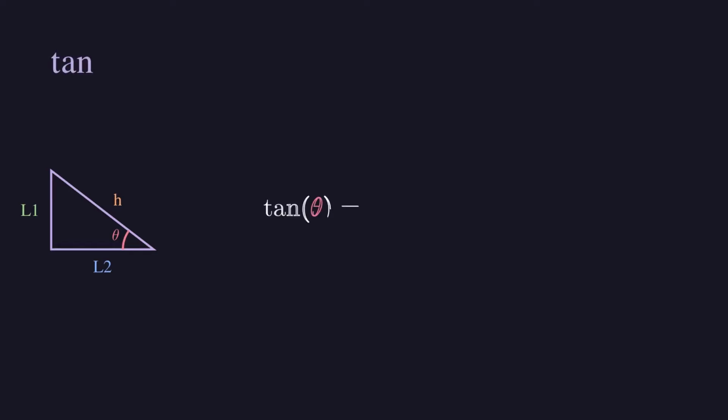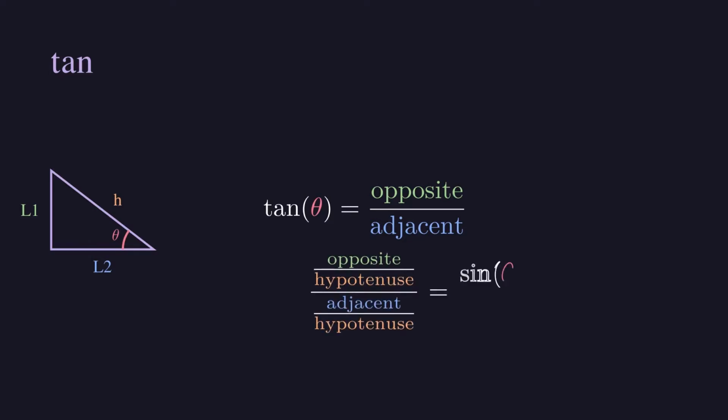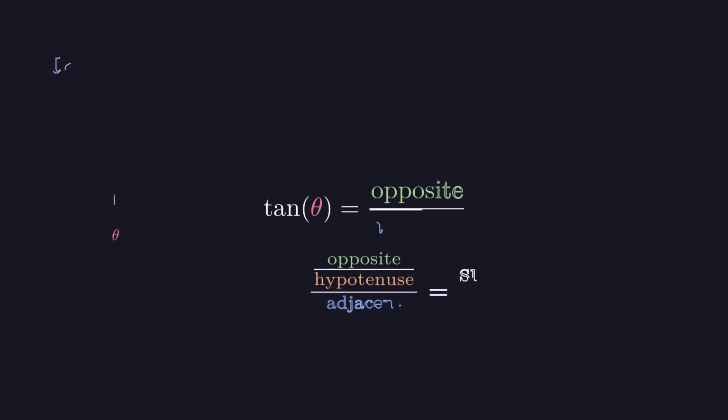Tangent is the ratio of the opposite side over the adjacent side. But guess what? Look at the ugly fraction below. Tangent can also be written as sine over cosine.